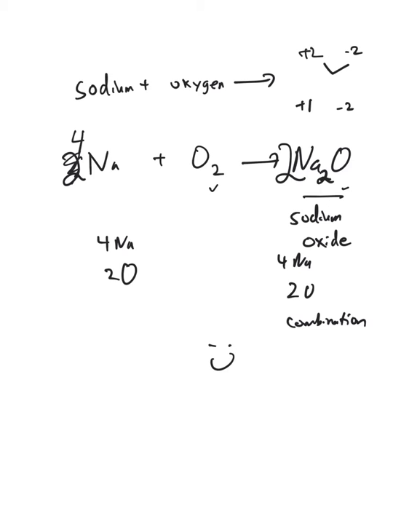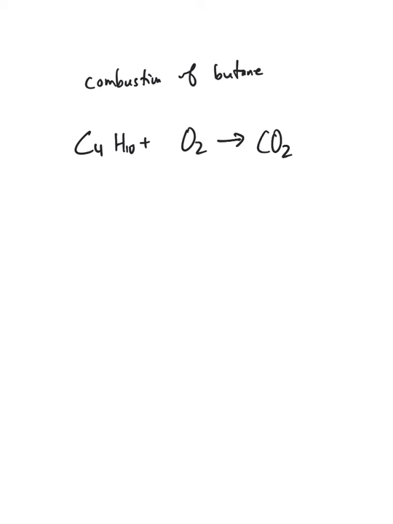Let's do one more word problem, writing the chemical equation from it. Let's do the combustion of butane. Butane is C4H10. It's a hydrocarbon. It's also an alkane. And when it's an organic compound, when you combust those, you're going to burn it with oxygen. And the products are carbon dioxide and water.